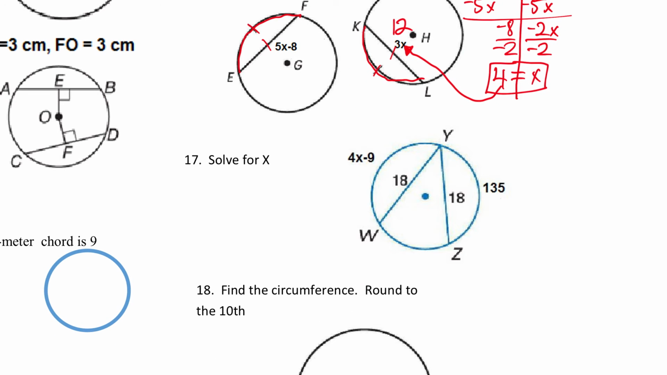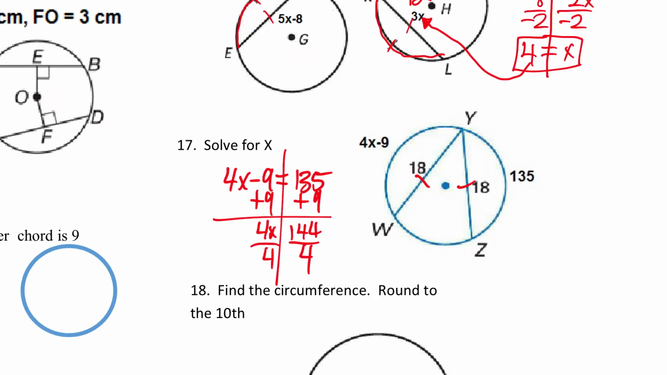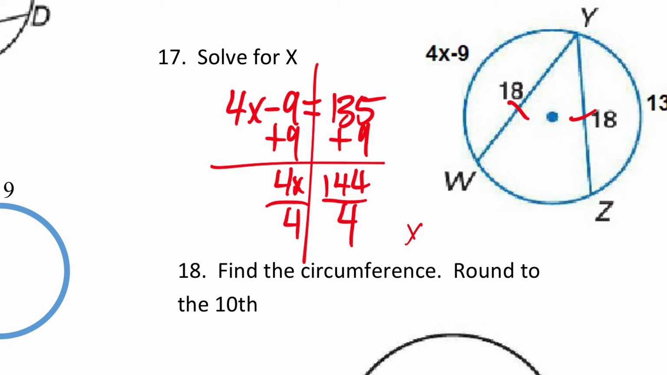Okay, number 17. Since these two chords are congruent, the two arcs are congruent. So 4x minus 9 equals 135. Add 9. 4x equals 144. And if you divide that, you get 36.